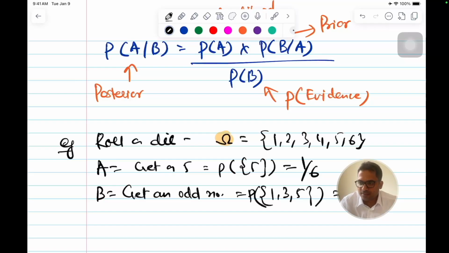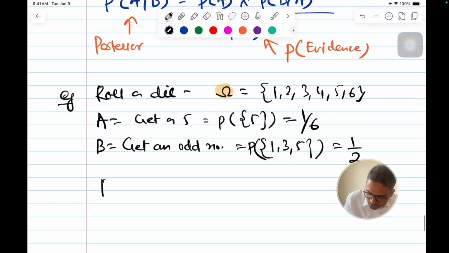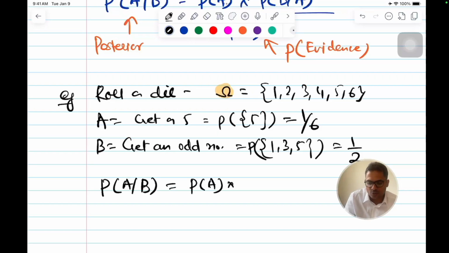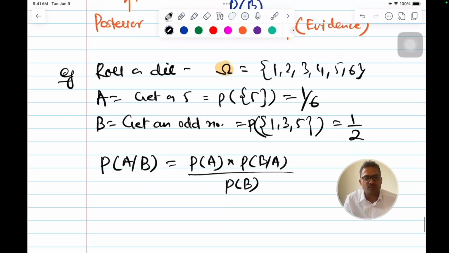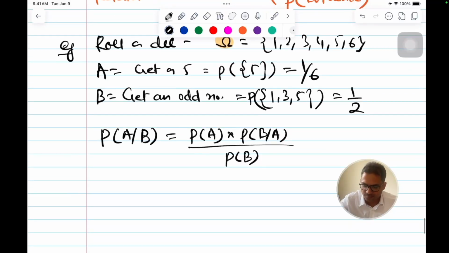So now if we want to calculate the same thing using Bayes theorem, how will we do it? Probability of A given B is probability of A into probability of B given A by probability of B. We'll compute the same thing using this. So we know this information, this is what we need. So let's focus on this one, probability of B given A.